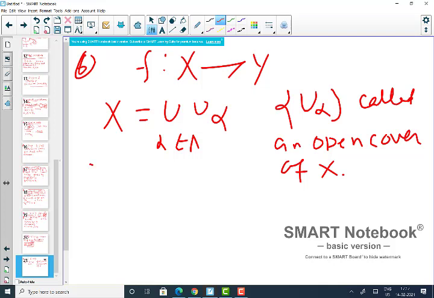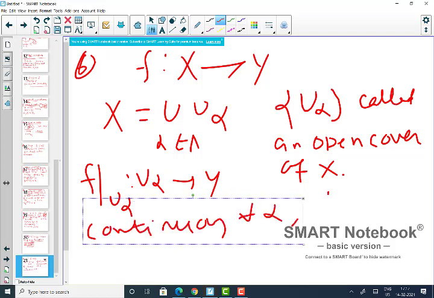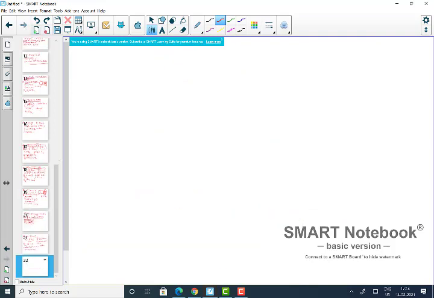And if you know that when you restrict to U alpha, so this is a map from U alpha to y, right? If you know that this is continuous for all alpha, then the original function is continuous. Okay, and this proof is also not so difficult. The only thing you need to think about is what is the relation between open sets of y and the U alphas, okay.